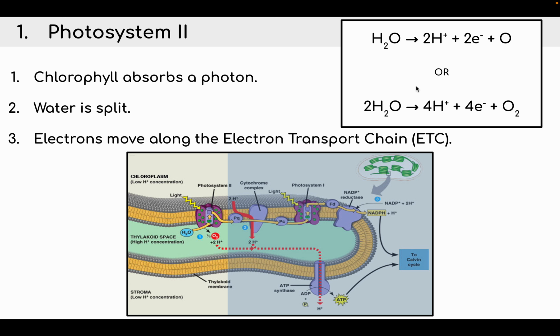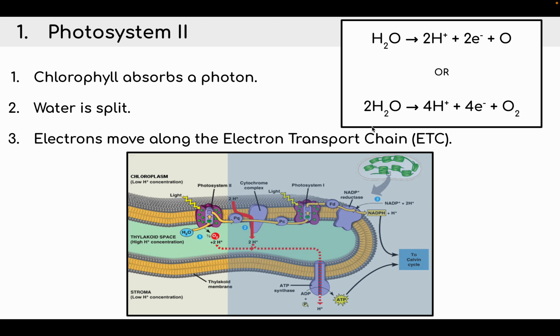Often you'll see the equation written as water is split into 2 electrons and half of an O2. In other words, that's just one oxygen atom, half of an O2. But that single oxygen atom will not last very long in the thylakoid space because another water will get split almost immediately.